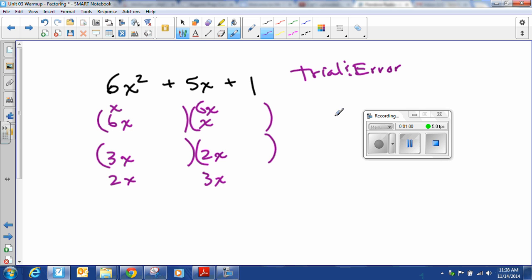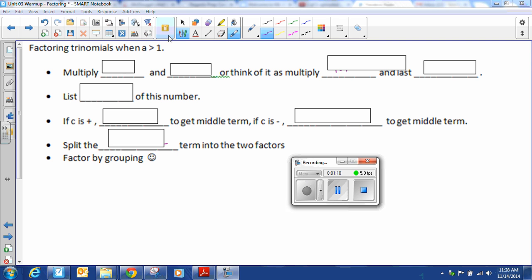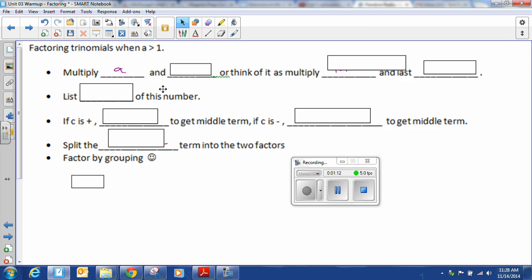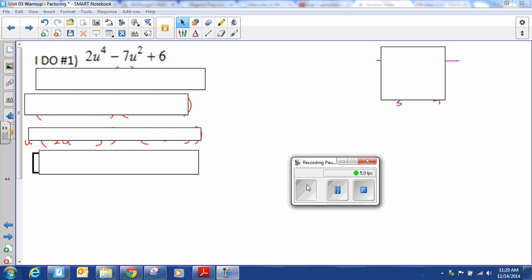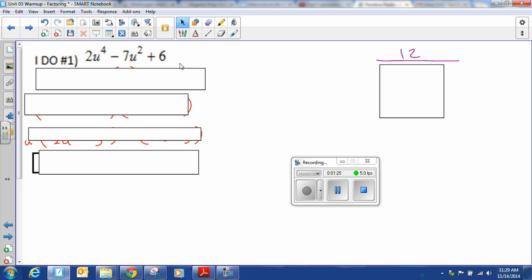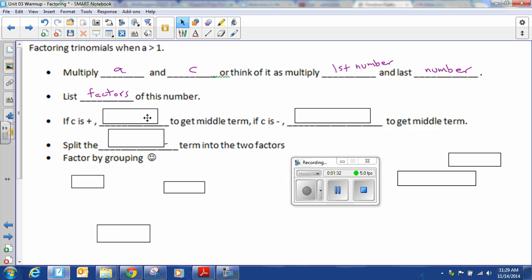So let's take a look at what that looks like. Let's take a look at this example: 2u to the fourth power minus 7u squared plus 6. Step 1, we're going to multiply a and c, or think of it as multiplying the first number and the last. So a and c are 2 and 6. We'll multiply 2 and 6 to get 12. And now we'll list all the factors of 12, which is what step 2 says. List the factors of this number.